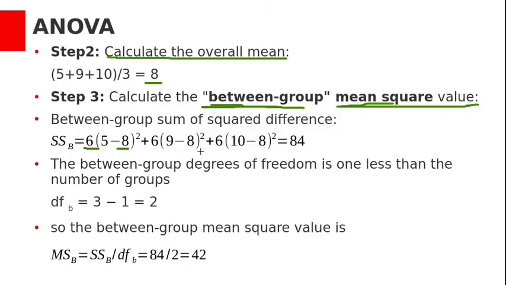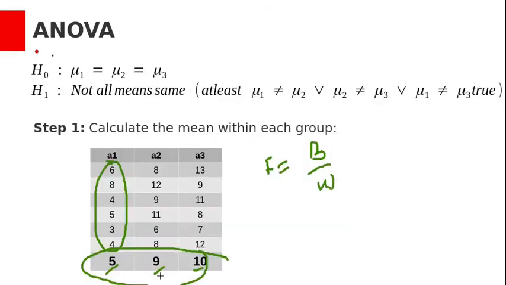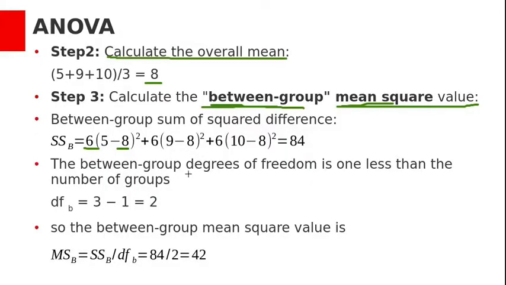Like that, repeat it for the second group also. The second group mean is 9, so subtract 9 from the overall mean, that is 8. 9 minus 8 squared and multiply it with 6. Like that, repeat for the third group also. 10 minus 8 whole squared multiplied with 6. Then the between group sum of squares is 84.